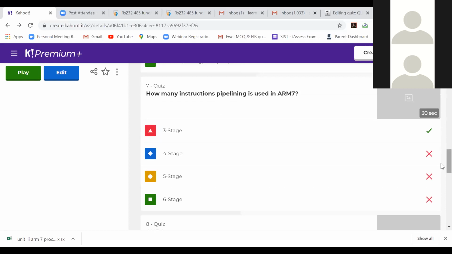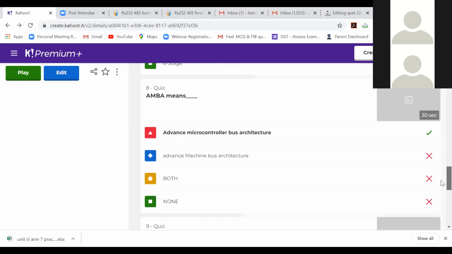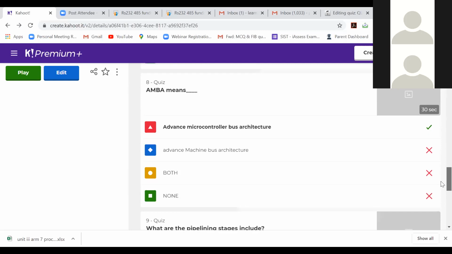How many instruction pipeline stages are used in ARM7? 3 stages, ma'am. Very good. AMBA means? Advanced Microcontroller Bus Architecture, ma'am. Very good. Actually, it is divided into 2 types. One is the advanced system bus, or advanced high-speed bus. The second type is the advanced peripheral bus.